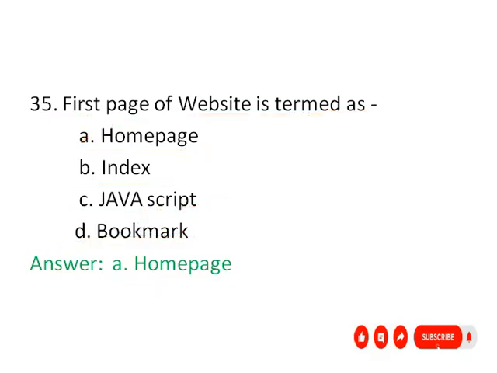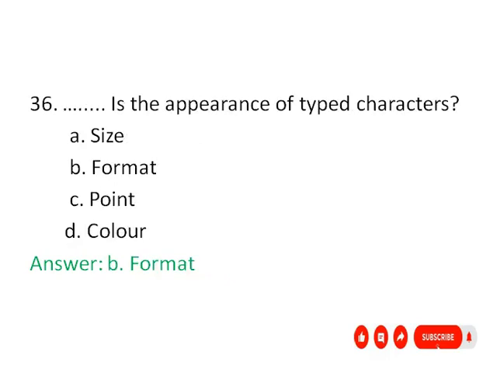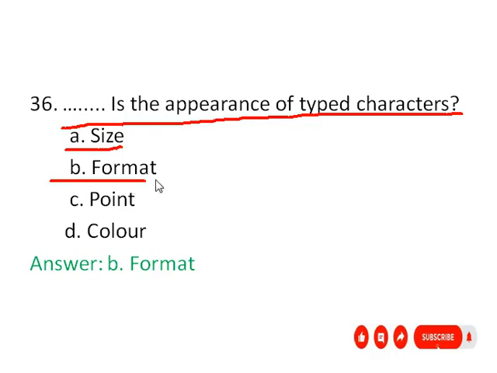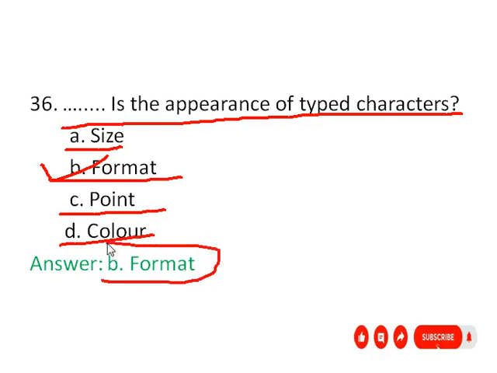Our next question is: dash is the appearance of typed characters. Option A size, option B format, option C point, option D color. The correct answer is option B, format. Format is the appearance of typed characters. So our correct answer is option B.